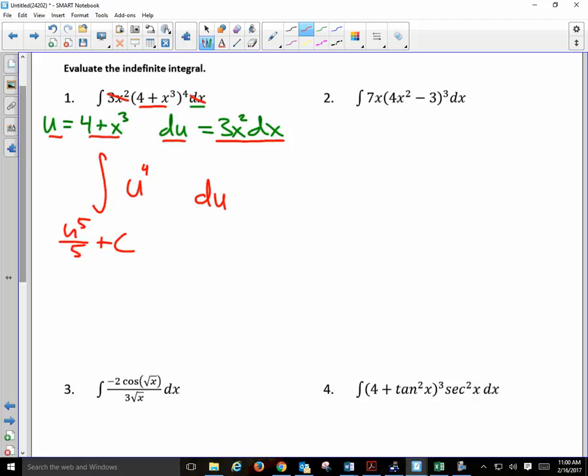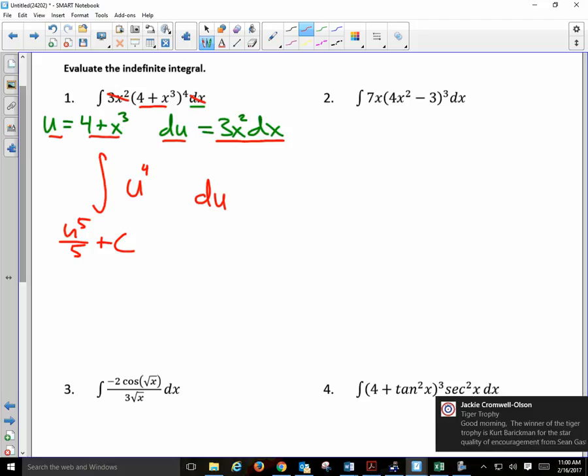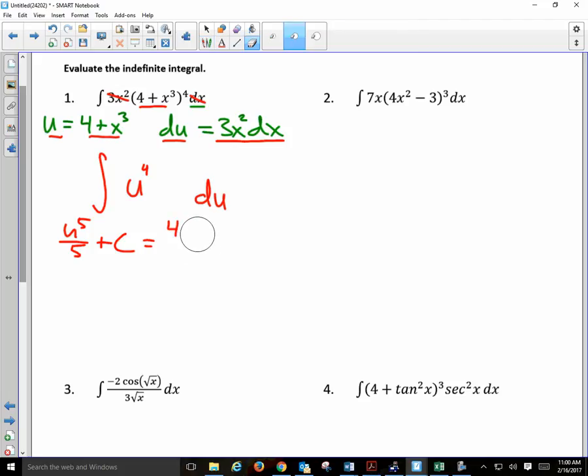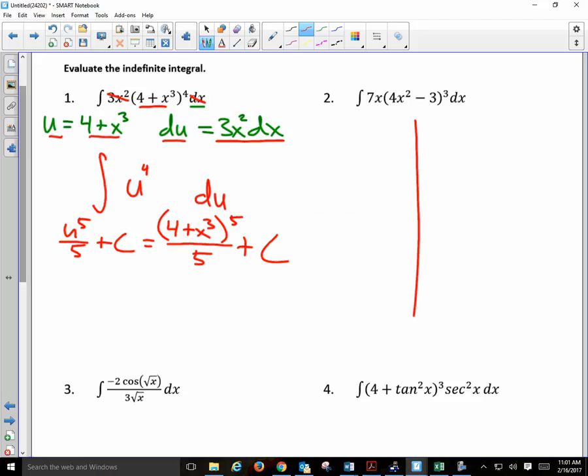Well, obviously, we are working with the variable x, not with the variable u. What do you think I plug back in for u? 4 plus x cubed. That is now to the 5th power divided by 5 plus a constant. That's the antiderivative. So what would you take the derivative of, in order to get this? You take the derivative of 4 plus x cubed to the 5th power over 5 plus c. I don't write this down, but let's just verify that that's correct.